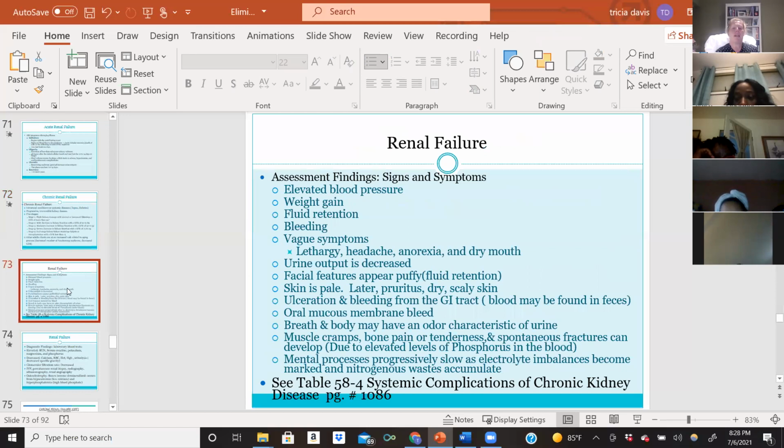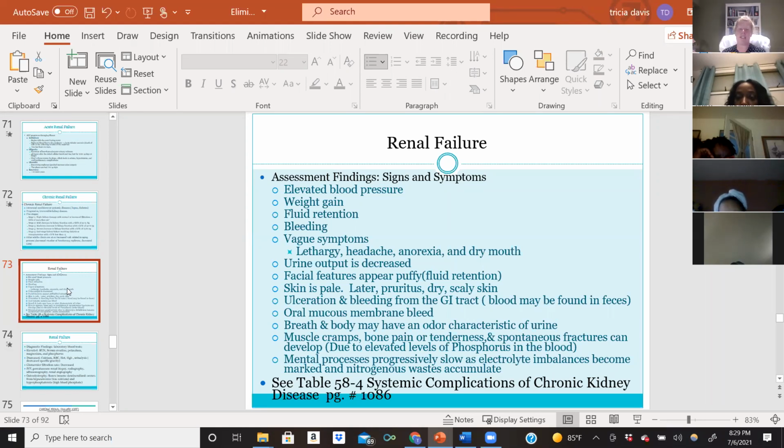So for signs and symptoms, we would see an elevated blood pressure and weight gain, so measuring your daily weights, right? This is going to be very important for your chronic or your acute kidney injury patient. Weight gain, fluid retention, bleeding. They might also report just some vague symptoms. So lethargy, they might be tired all the time. They may complain of a headache. They don't really have an appetite. So anorexia, they might state that they have a dry mouth, very vague symptoms.